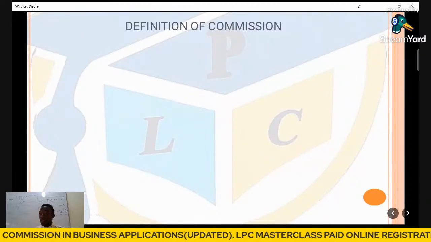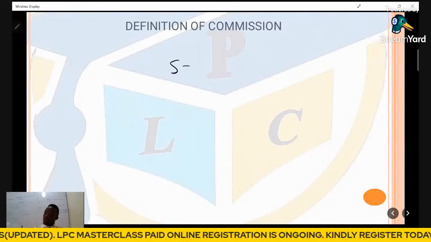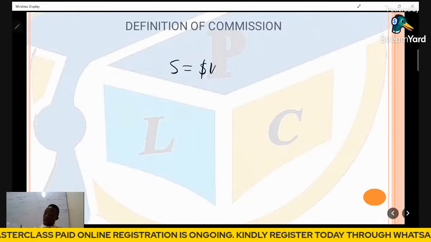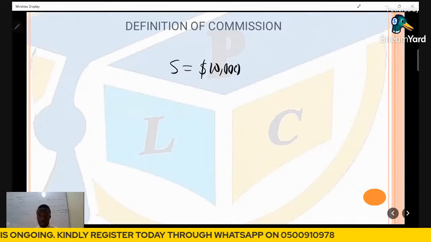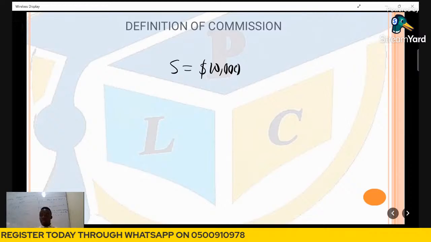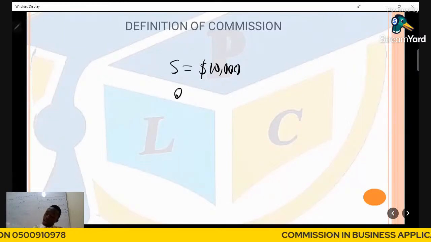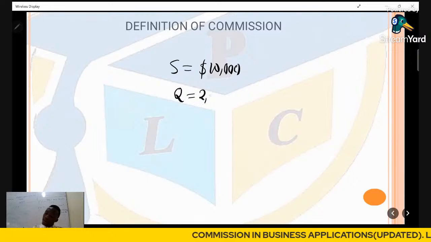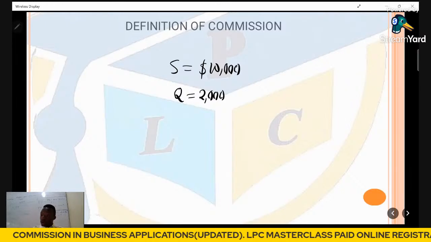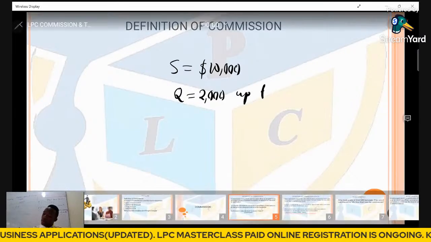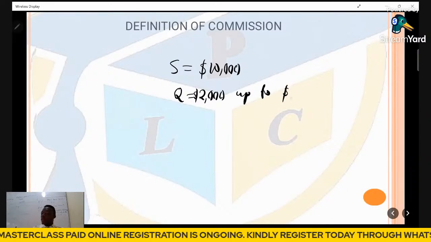So for instance, let's say that for a particular period, you made a sale of $10,000. And then your employer tells you that for you to earn a commission, you should be able to exceed a quota of $2,000, up to say $7,000.